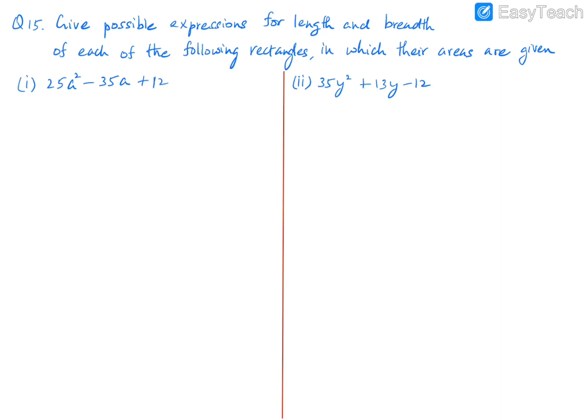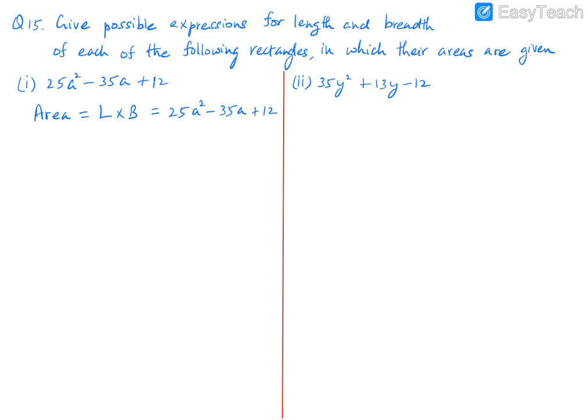Question number 15. We are given expressions for the areas of the rectangles, and we are asked to find the expressions for the length and breadth of those rectangles. So this expression corresponds to the area of a rectangle. So let's write the formula for area. Area is length into breadth, and that is given as 25a square minus 35a plus 12. And we are asked to find what is the length and what is the breadth.